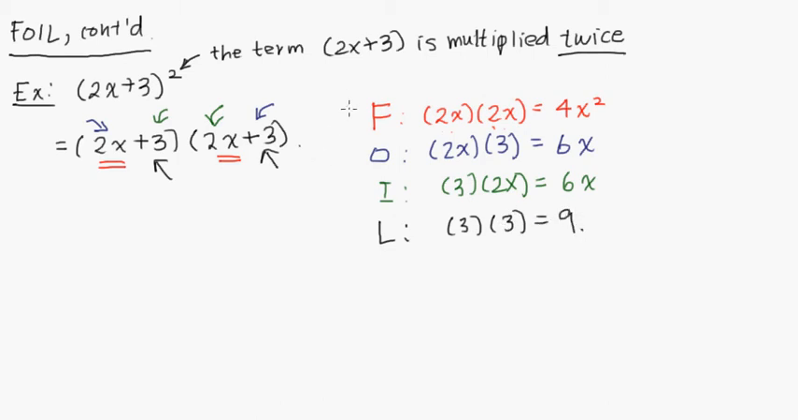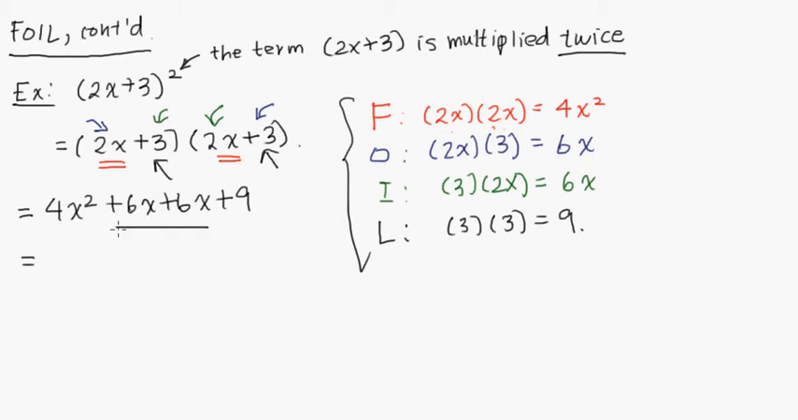Okay, good. So now we have all these terms, and we just add all these terms up. So we get 4x squared plus 6x plus 6x plus 9. And then we can combine these two terms here to get plus 12x. And just bring down the other terms. And this is the expanded form.